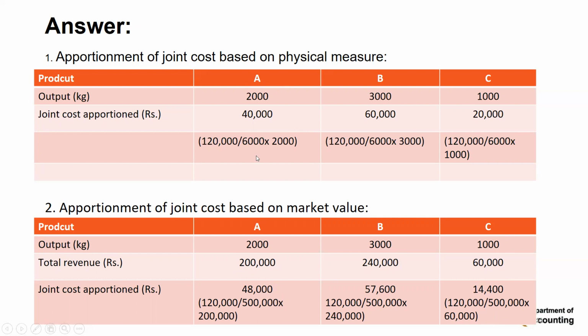So you can see there are slight differences between the answers, but almost the same. So, using either way, physical measures or based on market value, you can allocate your joint cost to joint products. So, this is how you work out this question.